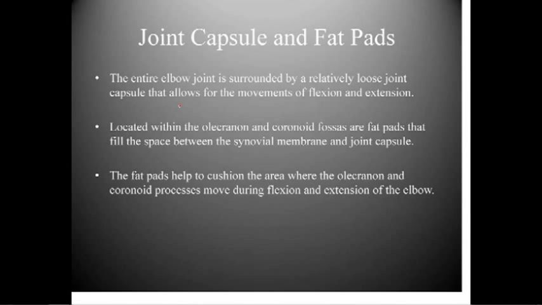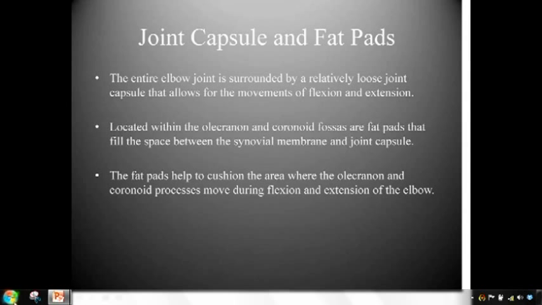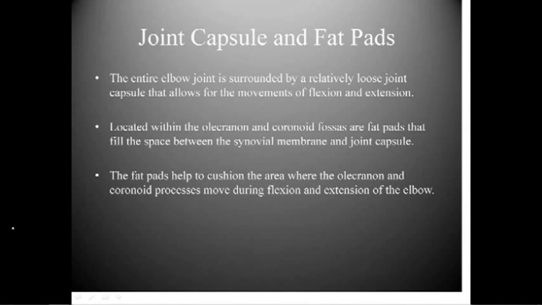So the joint capsule and fat pads. So the entire elbow joint is surrounded. Okay, so that brings us to joint capsule and fat pads. You've probably heard of fat pads, and when there's an abnormality, usually you'll see disruption in the fat pads. We see that the entire elbow joint is surrounded by a relatively loose joint capsule. It allows for the movements of flexion and extension, but it also allows for rotation as well.